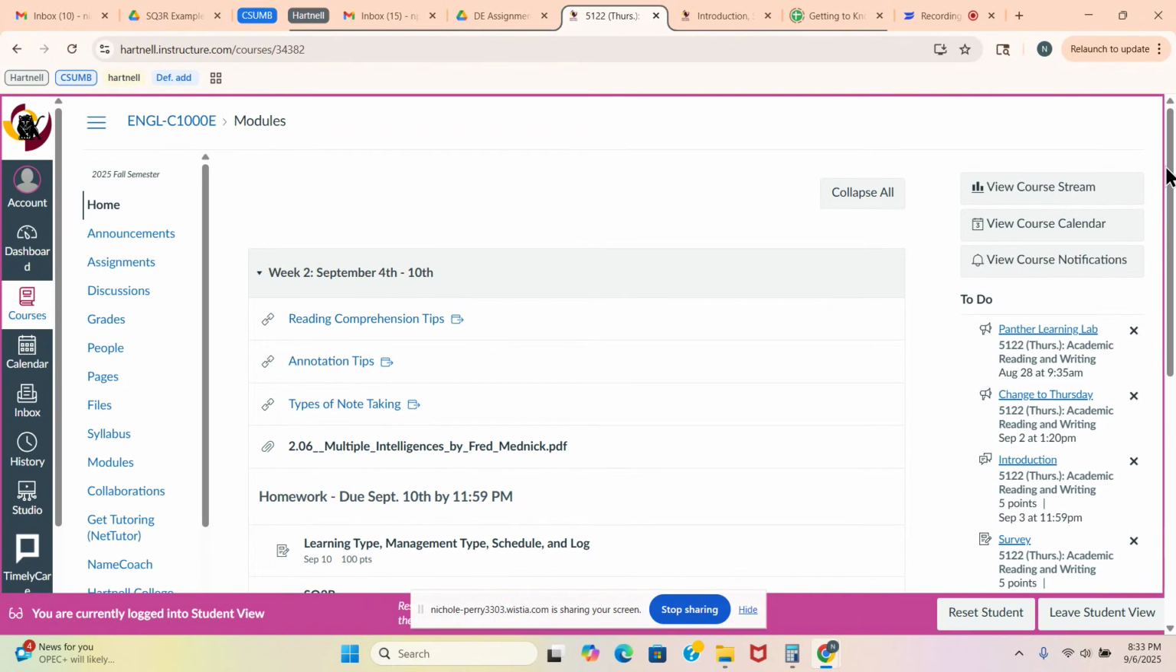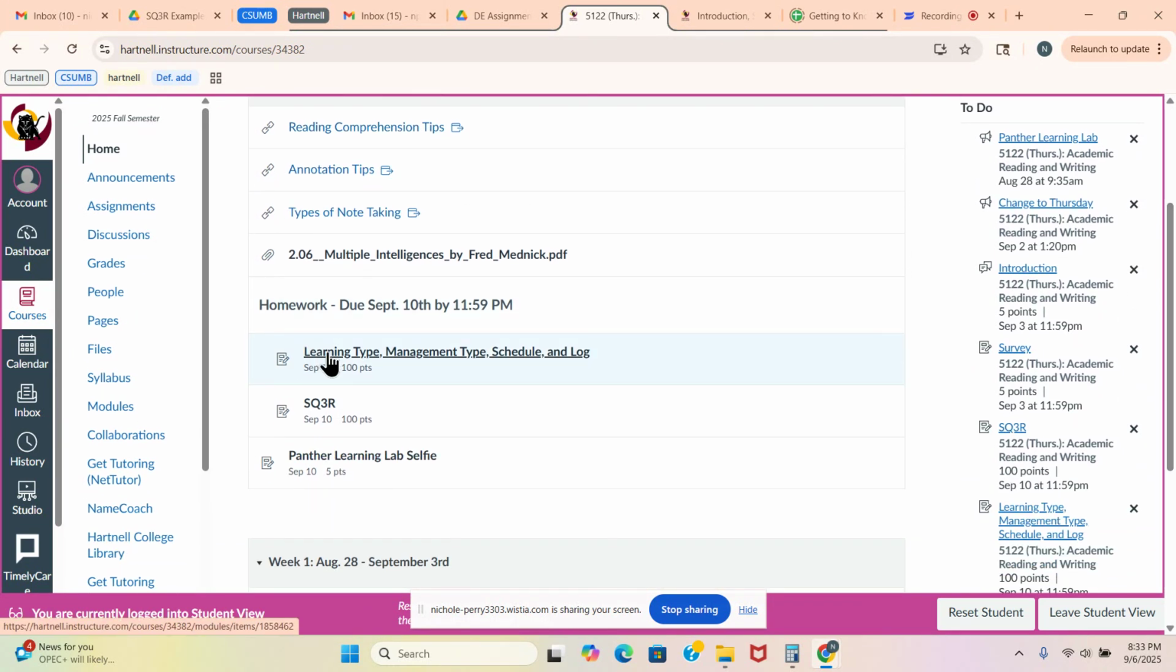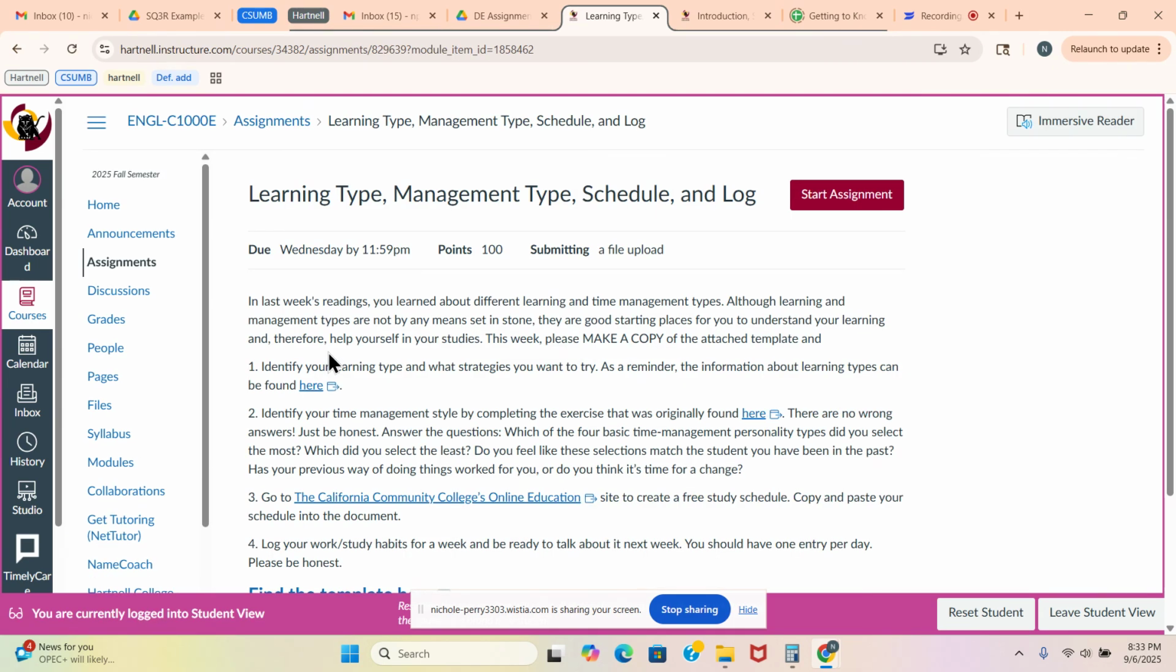So, the two assignments that you have this week, the first one is this learning type and time management type schedule and log. We talked about this in class, but I know that you weren't there for that. So, the readings that we did for week one, I didn't have you do anything as you were reading or in class, but this assignment and the next assignment really are for that.